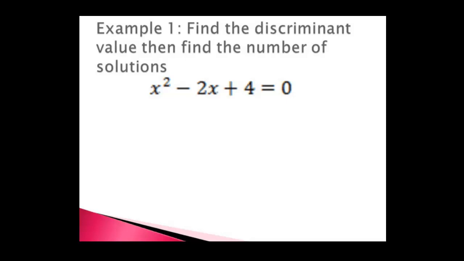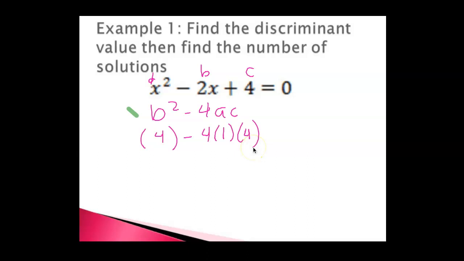We're going to take b squared minus 4ac and plug in the numbers from this equation. So in this case, b is negative 2. So negative 2 squared is 4. Minus 4, a is 1. That is the value on the x squared. And c is the number that stands alone. So it is 4. So you have 4 minus 4 times 4, or 4 minus 16. So 4 minus 16 is negative 12.